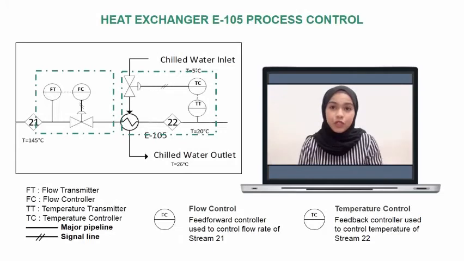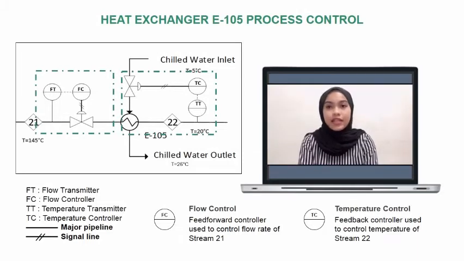As for the temperature control, a feedback controller will be used to control the temperature of stream 22. The temperature sensor will detect the disturbance and signal to the temperature transmitter. It will then forward the data to the temperature controller to adjust the valve at the inlet chill water stream. This is to keep the outlet temperature as close to the set point as possible.